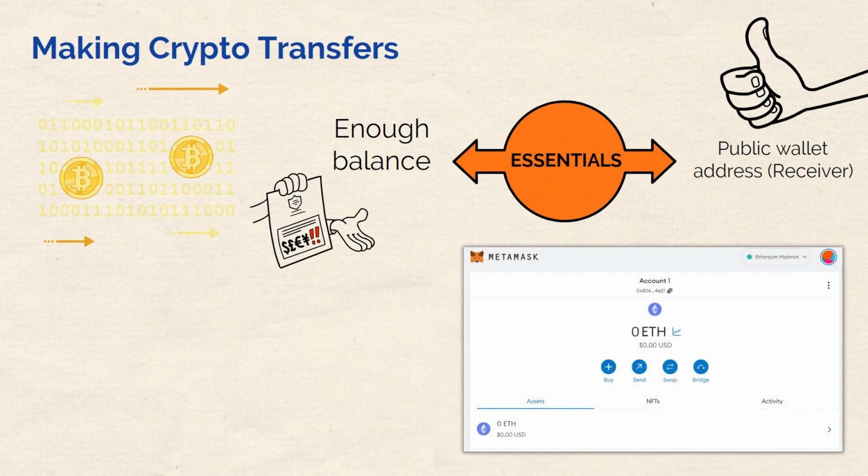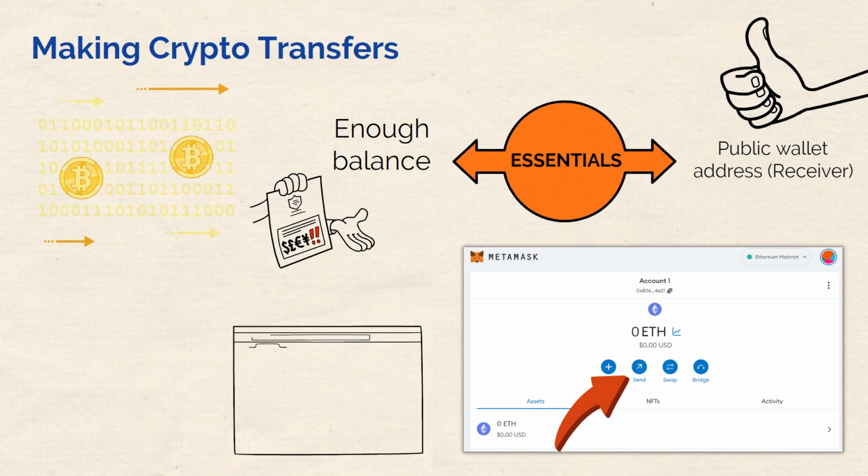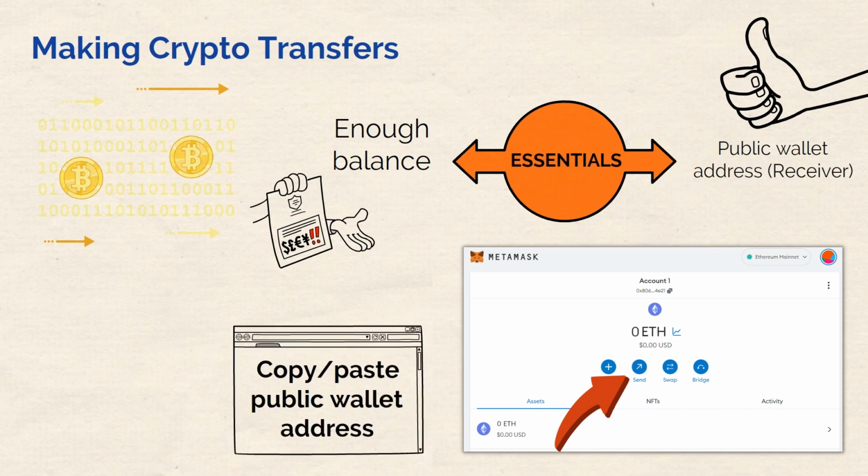Head over to Account Balance on your Metamask wallet. You will see the Send button just next to the Buy as shown here. Once you hit send, copy and paste the public wallet address of the person you intend to send the crypto to. Make sure you enter their wallet address correctly, as mistakes could lead to lost funds.